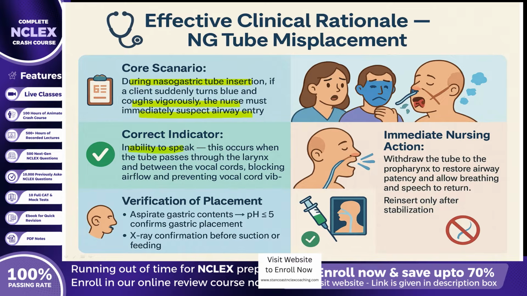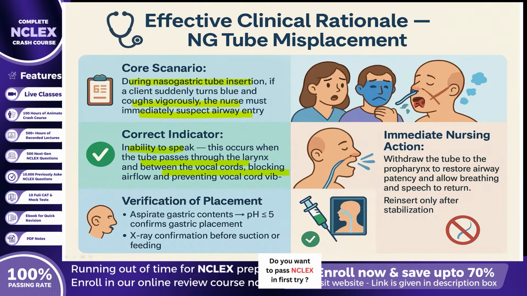When the tube passes through the larynx and between the vocal cords, it blocks the airflow necessary for vibration, making speech impossible. This occurs because the vocal cords cannot function when obstructed by the tube. In such a case, the nurse must act immediately, withdraw the tube back to the oropharynx to clear the airway, and allow the client to breathe normally.